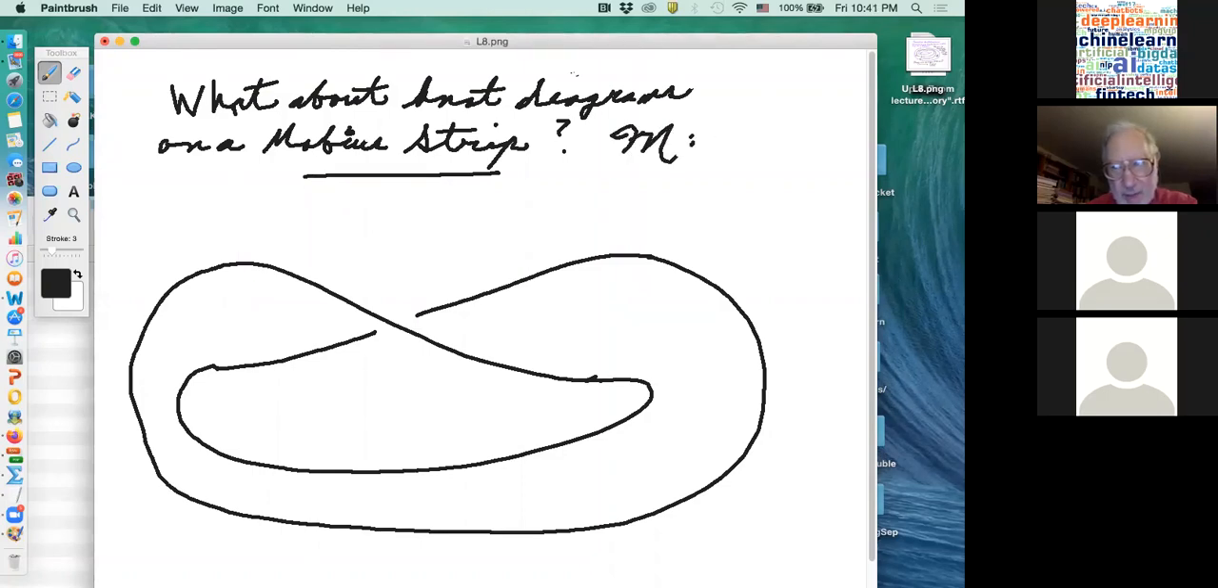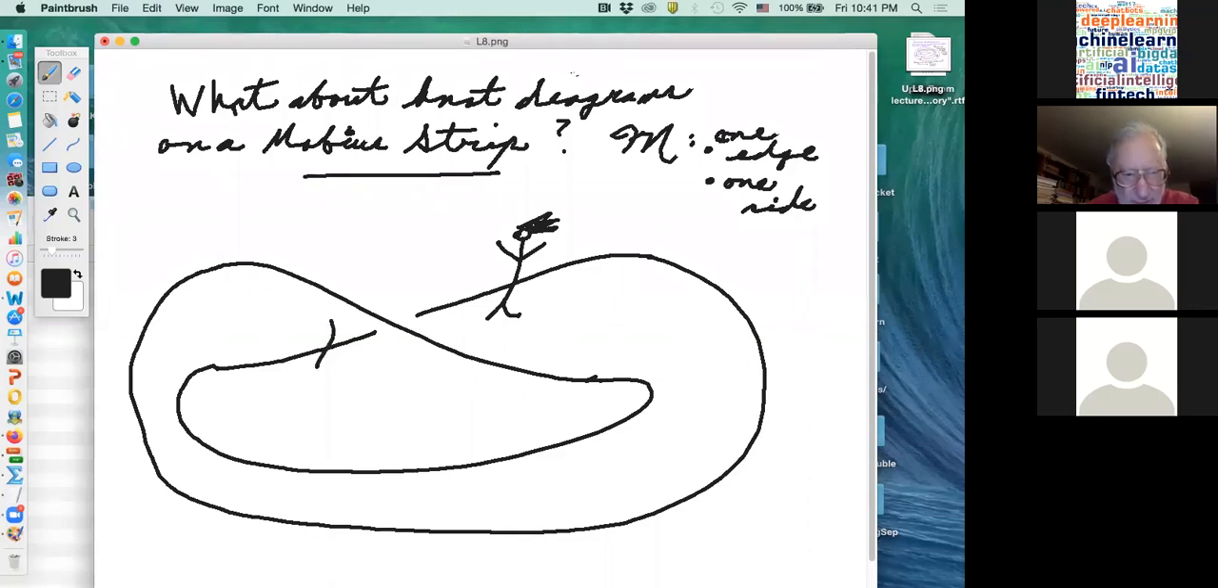M has one edge, and one side. Because if you started on the top of this and you walk around, you'll find that you come back underneath. If you were standing up on the Mobius band here, and you decided to take a walk, the very first thing that happens if you're walking in this direction is that you find yourself down here. And then you keep on walking, and by the time you get back to where you started, you're not back to where you started. You're still down there. So when you got back to where you started, you're on the other side of the Mobius band.